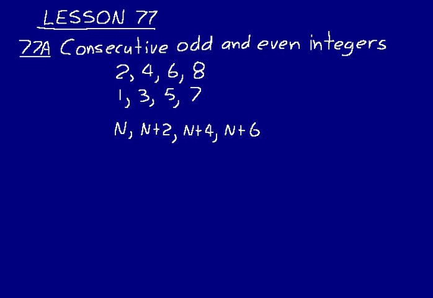A lot of times people want to write n, and then n plus 1, and then n plus 3. Well, that doesn't work. Look at the 1 and the 3. They're 2 apart. 5 is 4 from 1. 7 is 6 from 1. So whether they're even or odd, you have to use the same setup: n plus 2, n plus 4, and n plus 6.